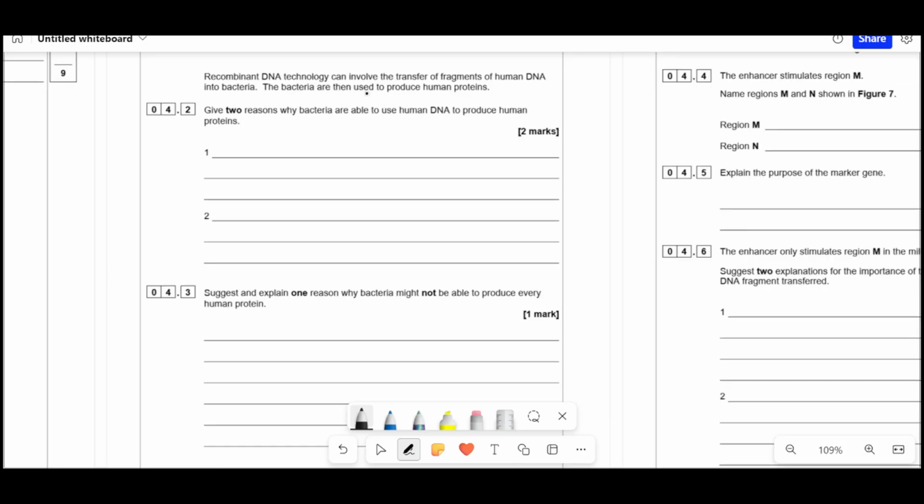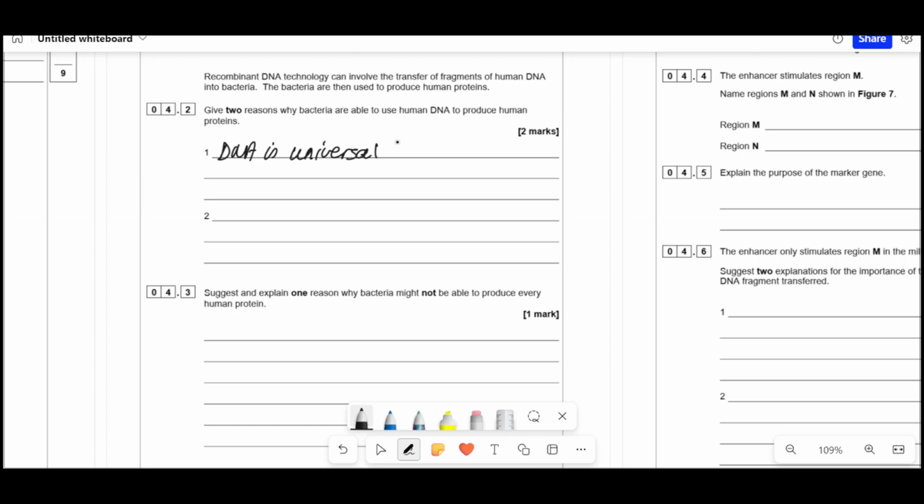Recombinant DNA technology can involve the transfer of fragments of human DNA into bacteria. The bacteria are then used to produce human proteins. So give 2 reasons why bacteria are able to use human DNA to produce human proteins. So you need to realize why on earth reading ATCG from a human can also result in the same thing in bacteria. So number one, straight off the bat, is that the DNA is universal. So one base triplet in one organism is going to be the same base triplet in another.